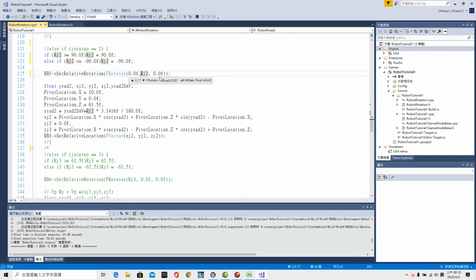We tested before class. If we try to keep the right hand rule, we have to add a minus sign in front of rj2. That means changing the rotating direction up and down. Since we add a minus here, we have to add a minus here as well. And this safe variable, no need.